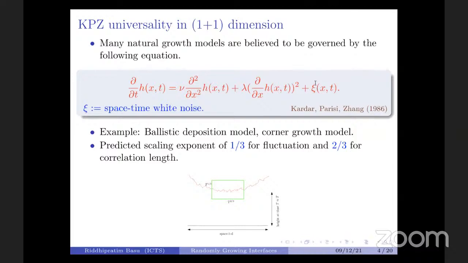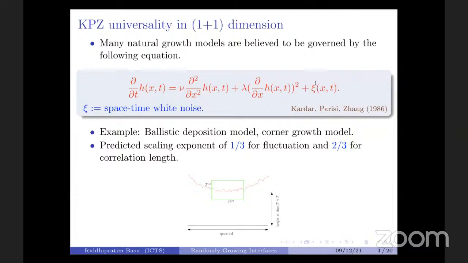So many naturally occurring growth models, which are believed to be the large time behavior of many naturally occurring interfaces that are not in the Gaussian universality class, are believed to be covered by this KPZ equation. I'll give you more concrete examples later, but some natural examples are the ballistic deposition model or the corner growth model. These are more natural examples of growing interfaces in the KPZ universality class.